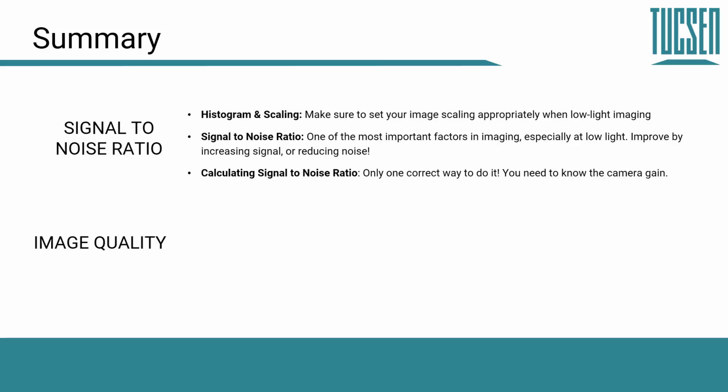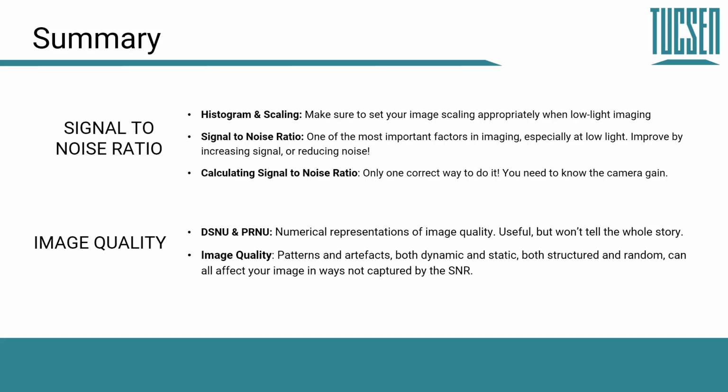Next, we had a more qualitative look at image quality, looking at DSNU and PRNU, which are attempts to represent image quality numerically. They can play some role, they can give some indication of what's going on, but what they won't do is tell the whole story. We also looked at image quality qualitatively with patterns and artifacts, both dynamic and static, both structured and random, and all of these can affect your image in ways not captured by the signal-to-noise ratio.